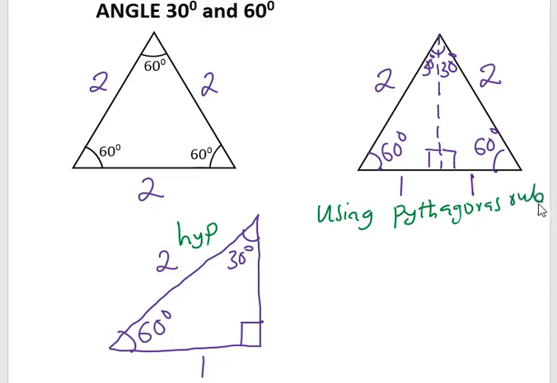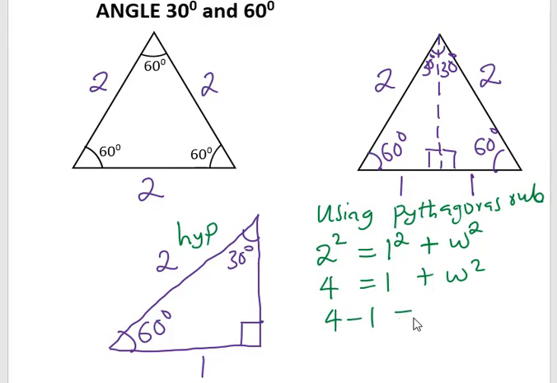rule, okay, we'll have that 2 squared, which is the hypotenuse squared, is equal to 1 squared plus, I can call this side w squared, or h squared, which is the height, but I just want to call it w squared. So from here, 2 squared is 4, which is 2 times 2, and 1 squared is just 1 plus w squared. Now I want to isolate w. To do that, I have to collect like terms. So 4 minus 1 is equal to w squared. 4 minus 1 is 3. So 3 is equal to w squared.